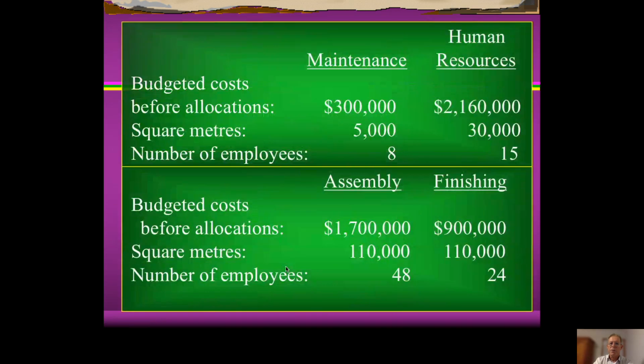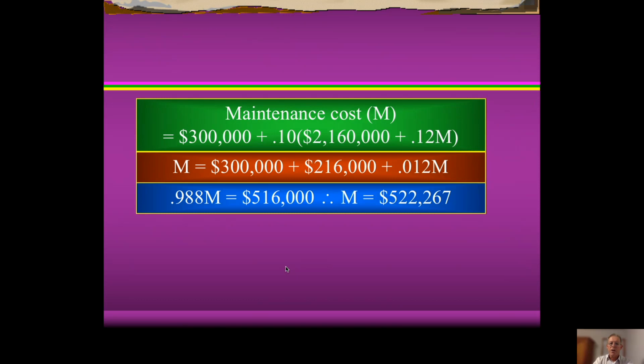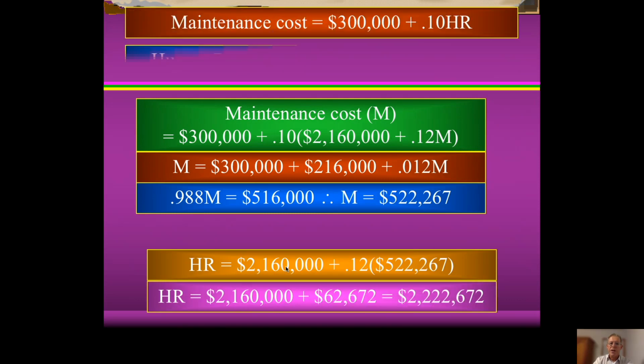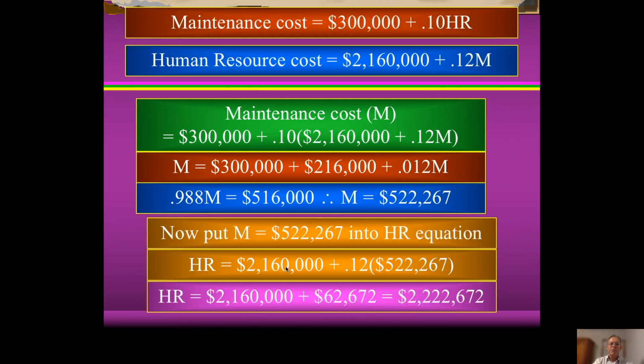Here's the raw data that we'll be working with. So I'll just put all the formulas out and then we'll have a look at them together. So there's those two formulas from the previous slide. What we'll now do is, if we know HR is that, we can then plug it in up here. If HR equals all of that, plug it in there, and then we can solve for maintenance.